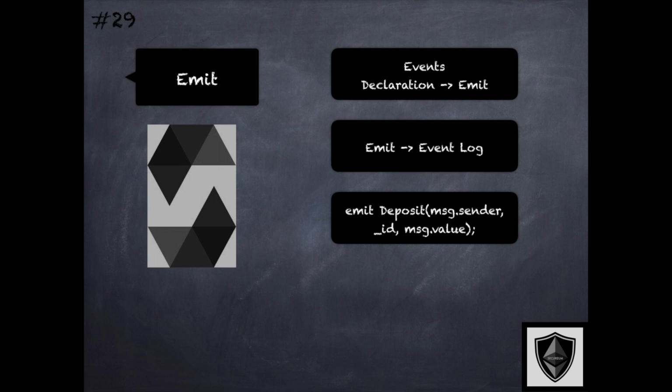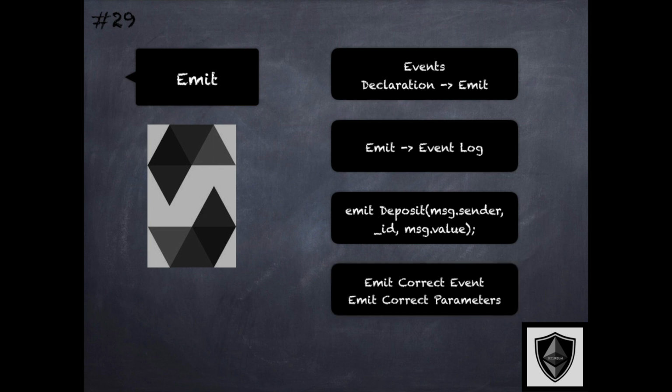So the syntax would be emit deposit, the name of the event, followed by the arguments that are required according to the parameters of the event. These look in some way very similar to a function call, where the event corresponds to the function and the arguments that are supplied to it correspond to the event parameters.